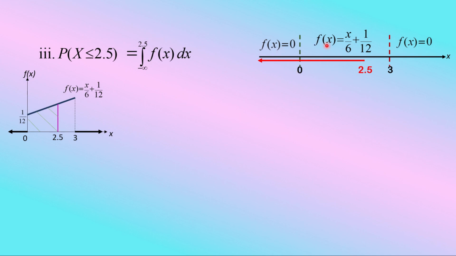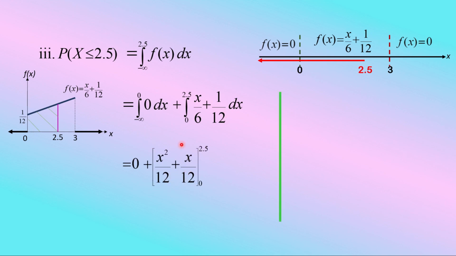So if we look at the graph, the first integration will be from negative infinity to 0 for the function 0, and plus the second interval is from 0 to 2.5 for the function x over 6 plus 1 over 12. Then this is the result after integrating. Substitute for the answer, and the probability of x less than or equal to 2.5 is 35 over 48.